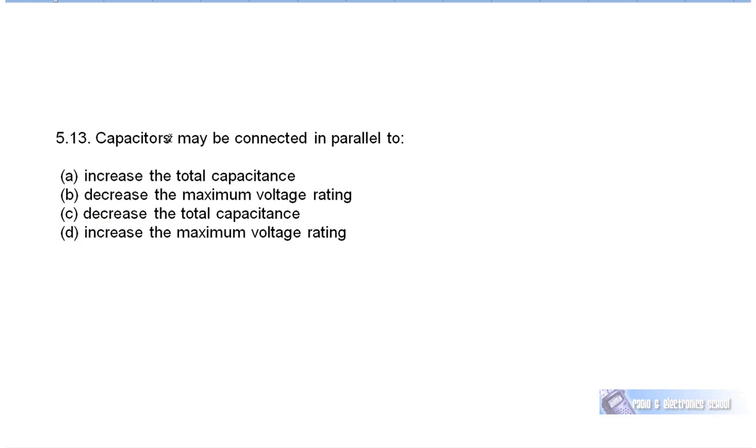Question 5.13. Capacitors may be connected in parallel to increase the total capacitance. If you put two 12 microfarad capacitors in parallel, the total capacitance will be 24 microfarads. Just add them up. CT equals C1 plus C2 plus C3. You don't change the voltage rating when you put them in parallel. You certainly don't increase the capacitance. So A couldn't be the only correct answer there.